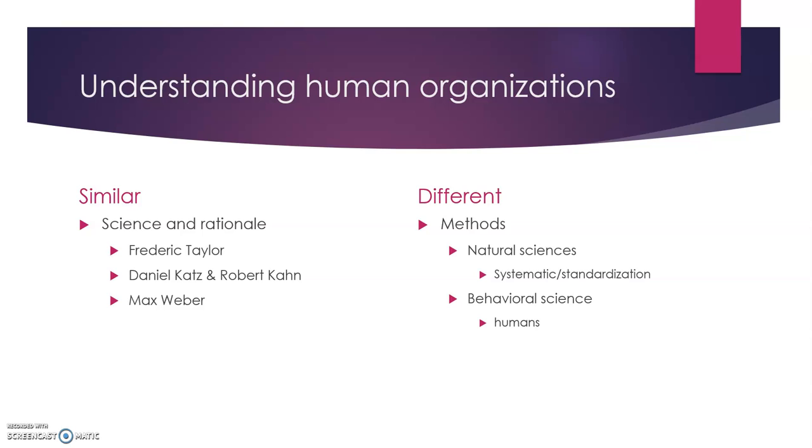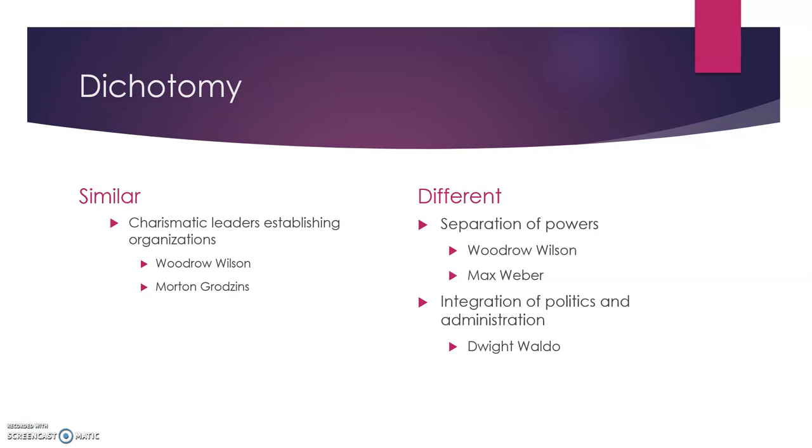Now, the new theories, however, began to account for environmental factors, and they were accepting the dynamic personality of these organizations, like those described in Kahn and Katz, where behavioral science was pretty much the focus in describing these human organizations. So finally, the last concept I'd like to discuss is dichotomy.